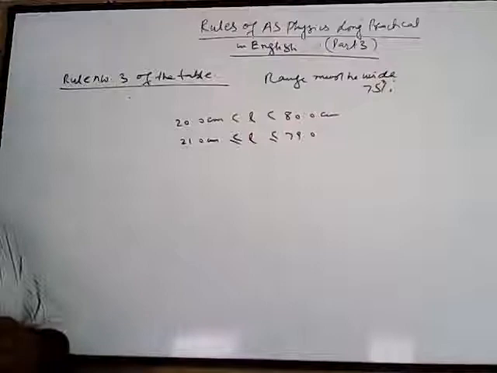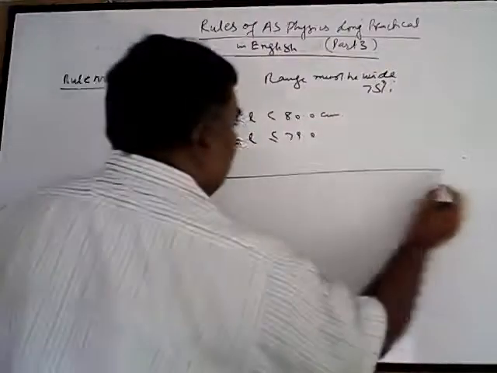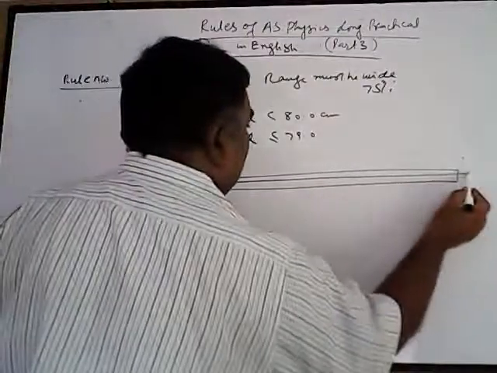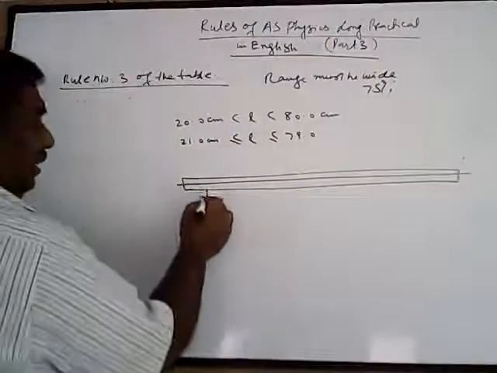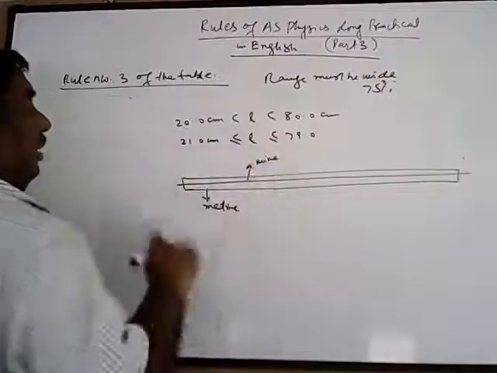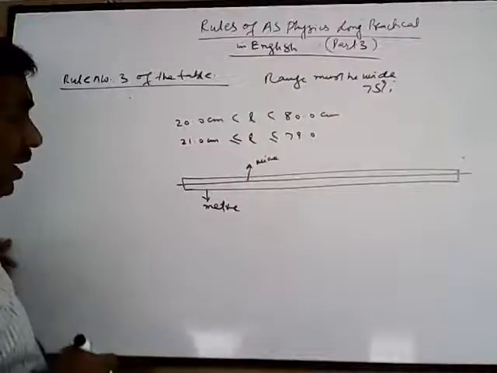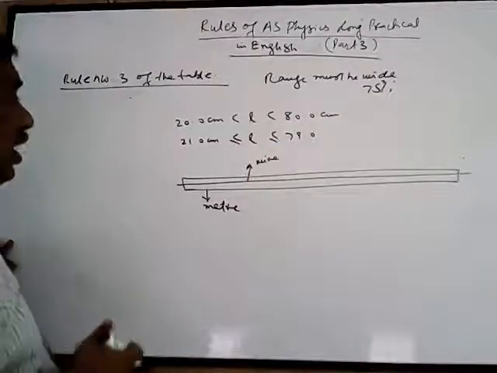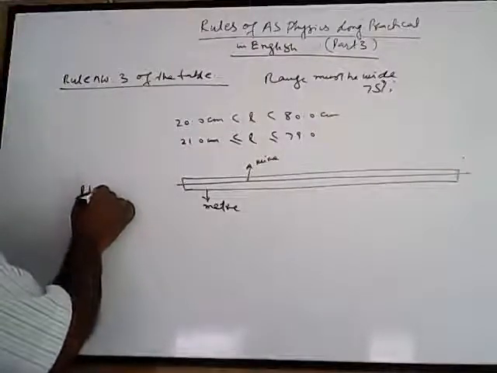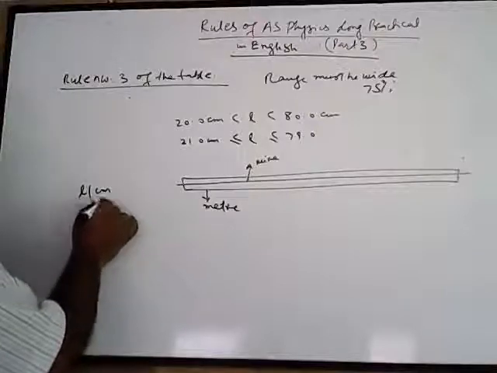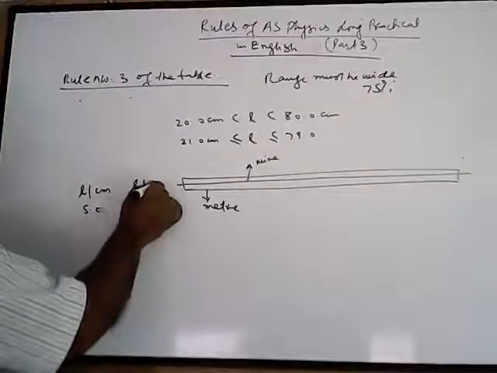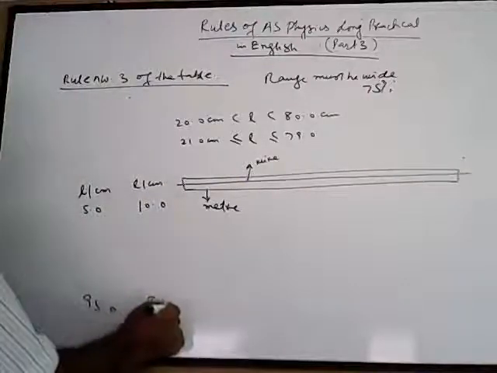But sometimes the examiner may give a meter rule to you and says a wire is attached with this meter rule, and now you have to take the length of the wire. You have to investigate some length. Now it's up to you which length you take, but if the meter rule is given and this is given, usually take L in centimeters from 5.0 to 95.0, that's the best one. Or if you select 10.0 and 90.0, this is also good.